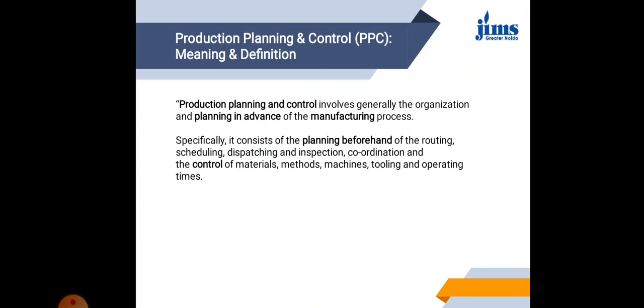Quickly look at the definition of production planning and control. Production planning and control involves the organization and planning in advance of the manufacturing process. It consists of planning beforehand of the routing, scheduling, dispatching, and inspection, coordination and control of materials, methods, machines, tools, and operating times. In simple terms, everything that is human and non-human in nature, or every resource or every process or every machine that is associated with production or manufacturing process is planned beforehand in production planning and control.